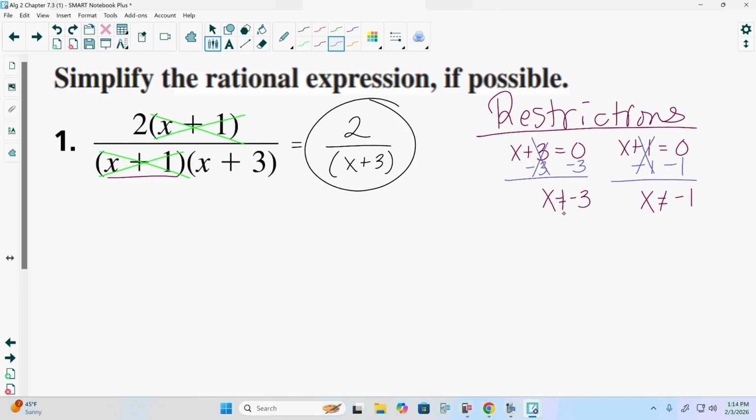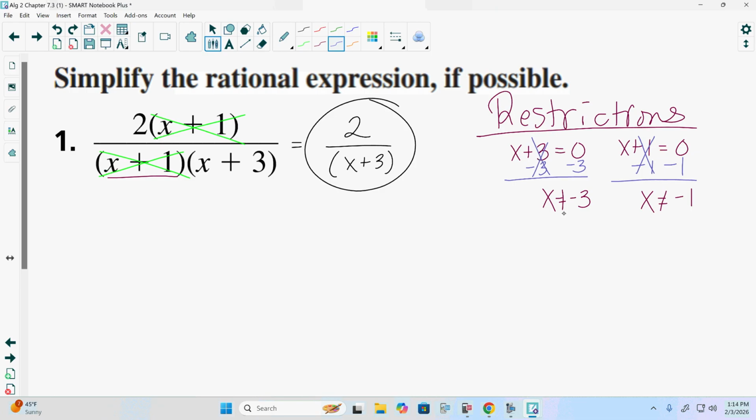Questions on this here? Most books, most places, not all, but most, would tell you that for this here, the answer is 2 over x plus 3. And if they ask you to state the restriction, they would tell you that x is not equal to -1. They would say that's the only restriction.